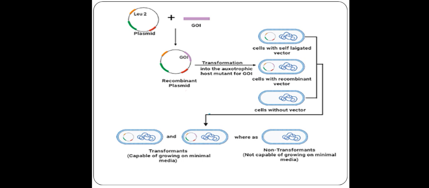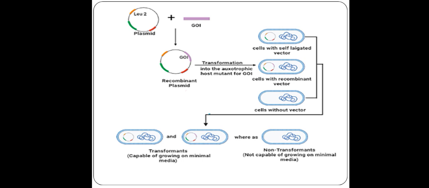The fourth step is the possible outcomes after the transformation. There are three possible outcomes. The first one is a cell with a self-ligated vector, in which the plasmid re-ligated without incorporating the gene of interest. The second outcome is a cell with a recombinant vector, where the plasmid successfully incorporated the gene of interest. The third is a cell without vector, where the plasmid does not enter the cell. These are the outcomes after the transformation.